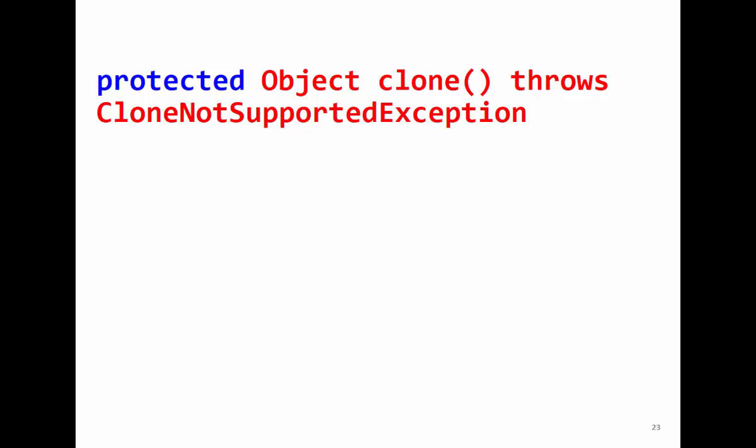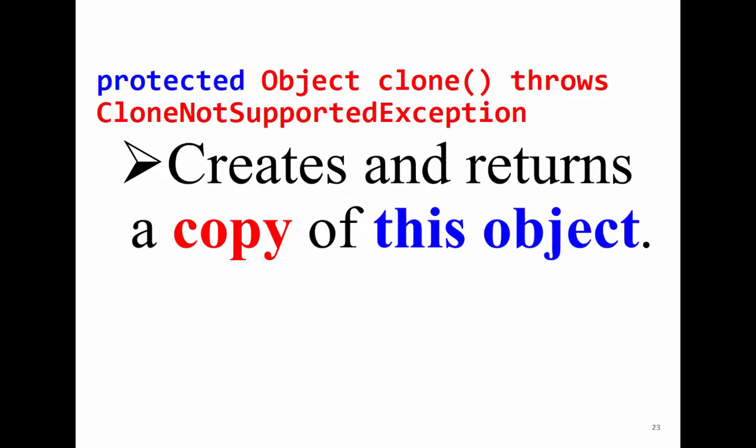Object. It's more general. You call this dot clone, you return Object. And this method throws an exception called CloneNotSupportedException. It's already defined in the header of this method. Let us see how we can override this method. It creates and returns a copy of this object. Inside the clone, you have to create and return a copy of this object.